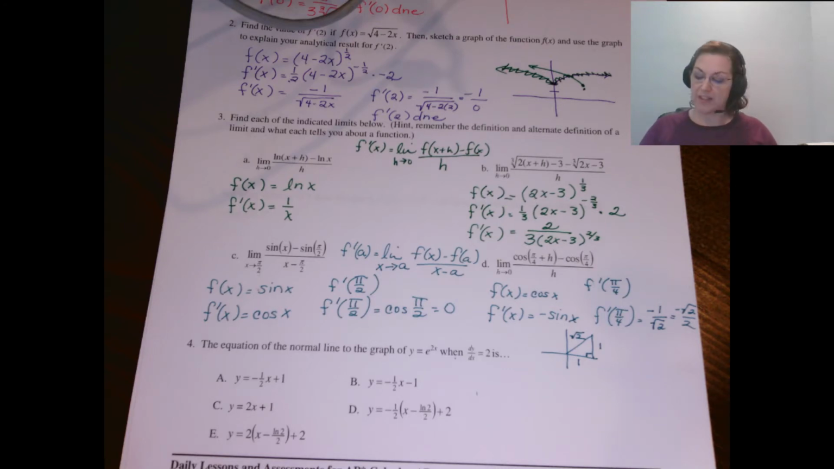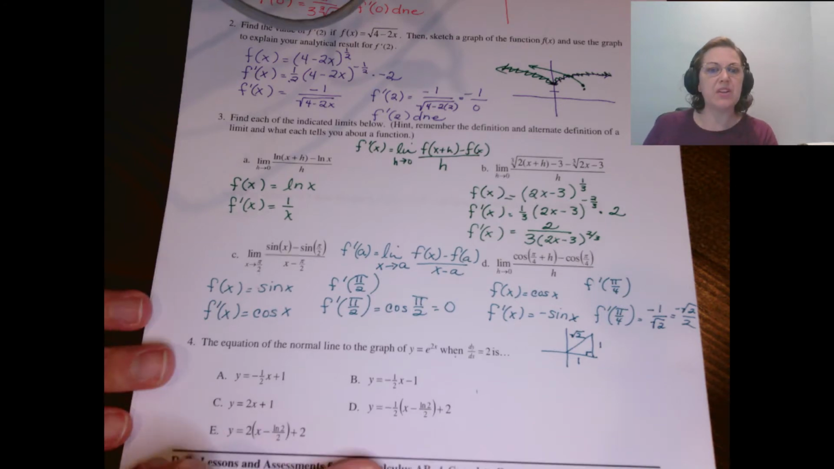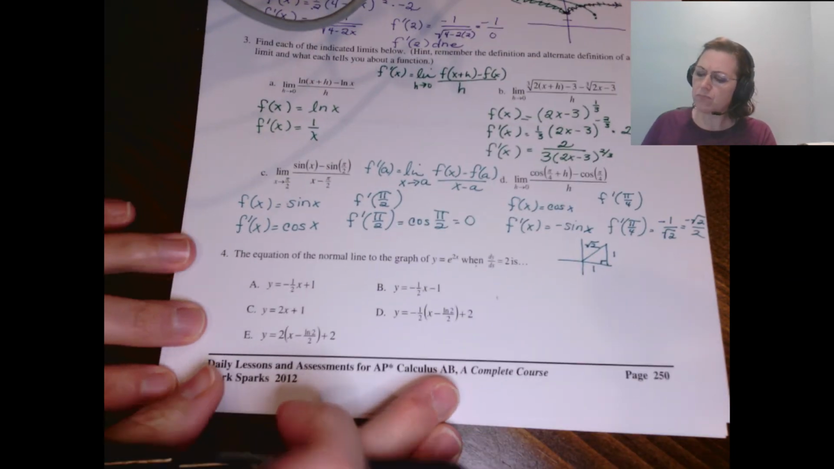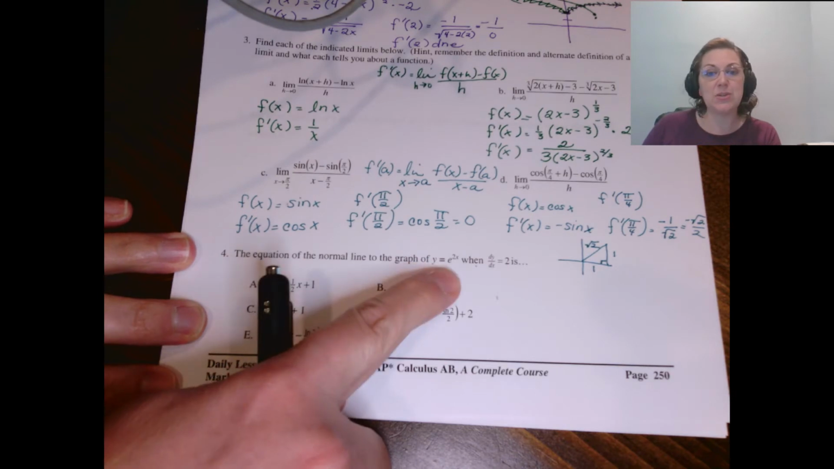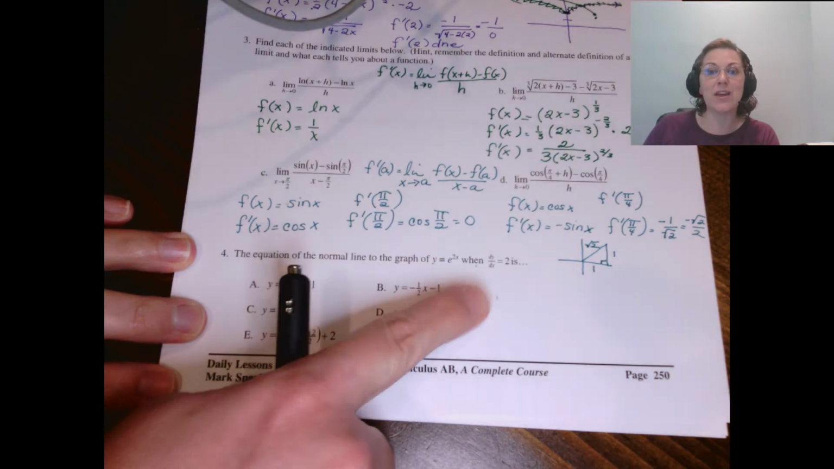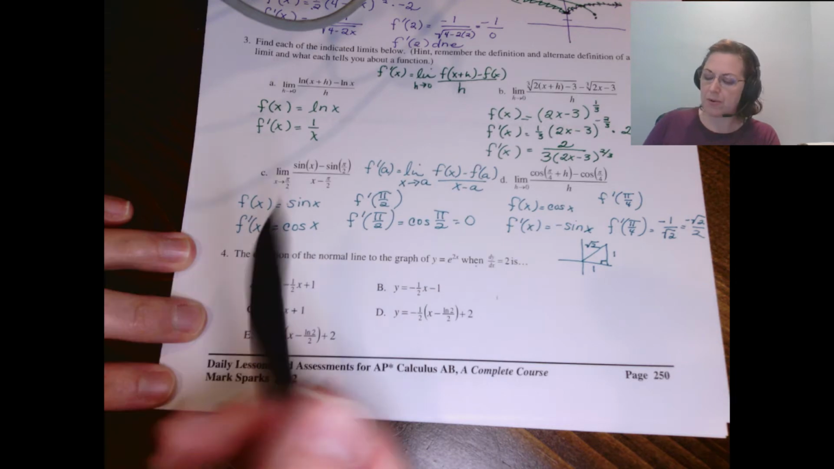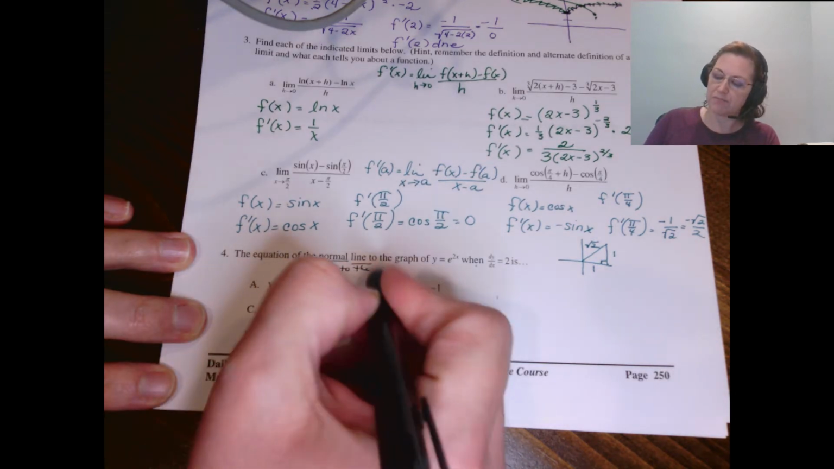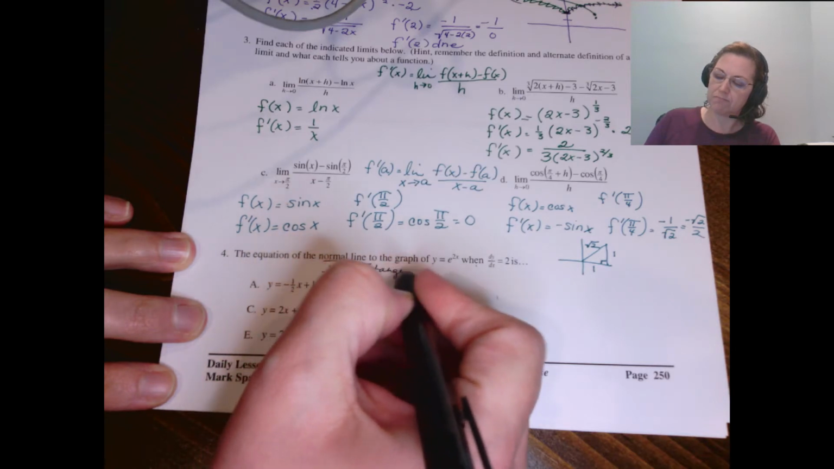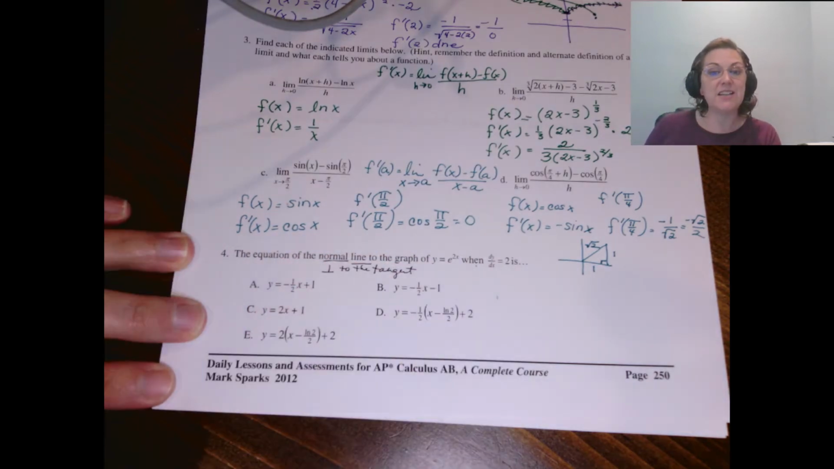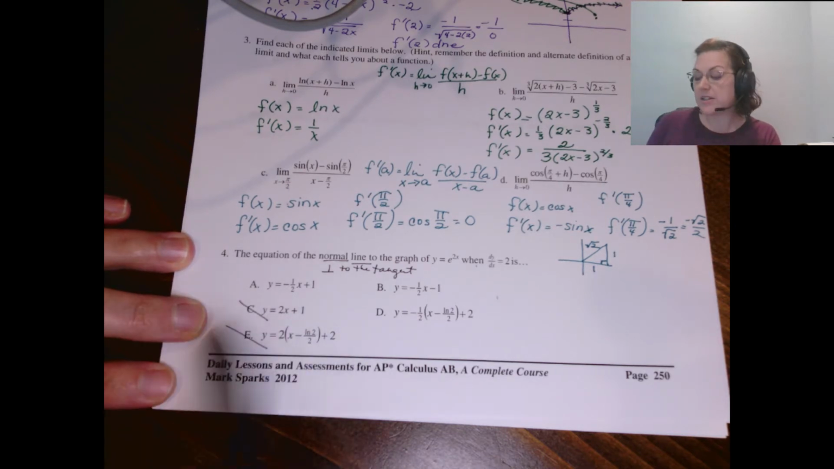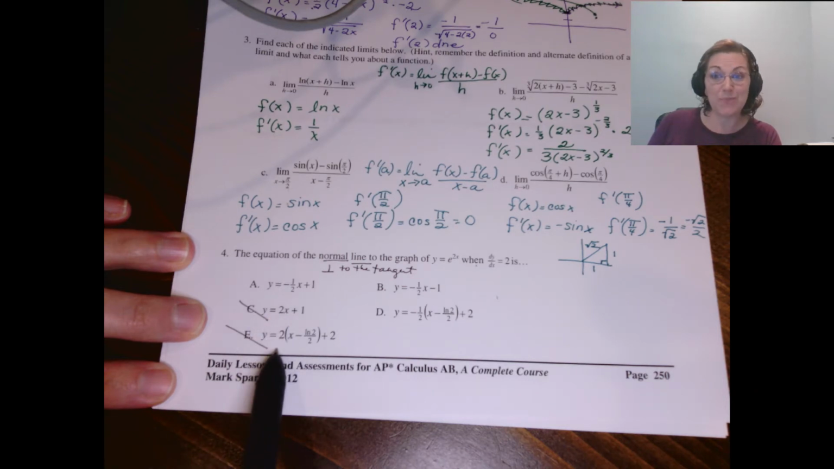Okay, let's look then at number 4 here. We're trying to find the equation of the normal line for this graph of y equals e to the 2x when the derivative is 2. Now remember, the equation of the normal line is perpendicular to the tangent. So easily in this question, you can eliminate C and E. And the reason is because the slopes in C and E are 2. That's equal to the derivative, not perpendicular.